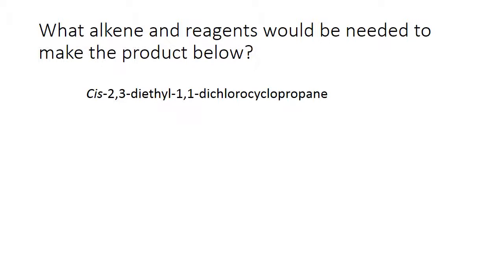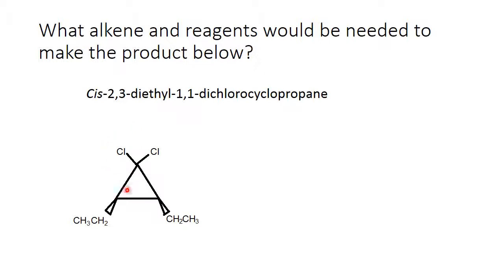So what alkene and reagents would be needed to make the product here? Cis-2,3-diethyl-1,1-dichlorocyclopropane. Okay, the first thing you need to do is draw the product that you need to make. If you look at this, you can see which part of the cyclopropane could come from a carbene. It's this part. We've seen that we can make a dichlorocarbene from chloroform and a strong base, potassium hydroxide.